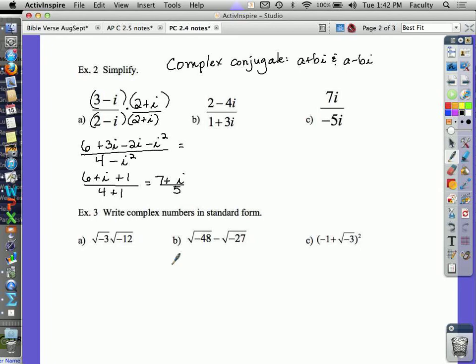Now remember what I told you, all of our answers need to be in standard form. This is not a real part plus an imaginary part. This is a real part plus an imaginary part divided by a real part. So I need to break this apart into 7 over 5 plus 1 over 5i. Okay, questions on this? If you have a sum or difference in the denominator, you multiply by the complex conjugate of the denominator. FOIL it, simplify it, and write it as a plus bi.